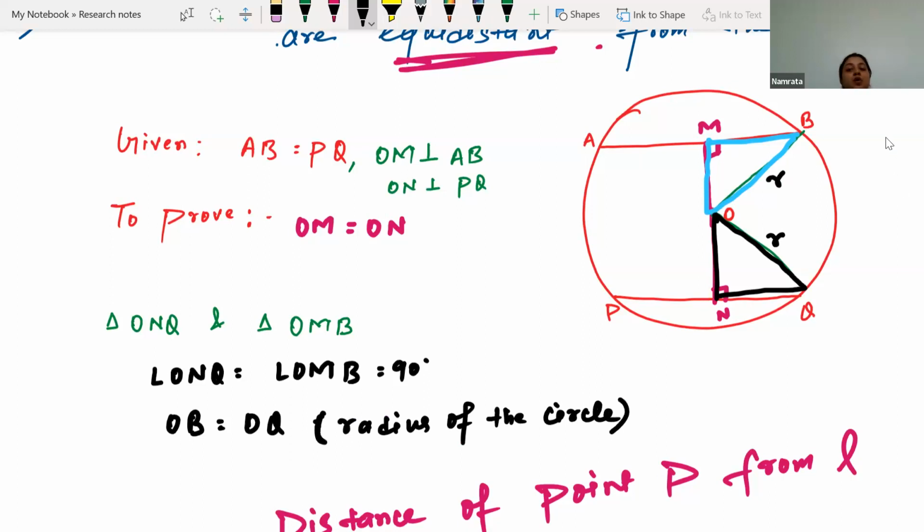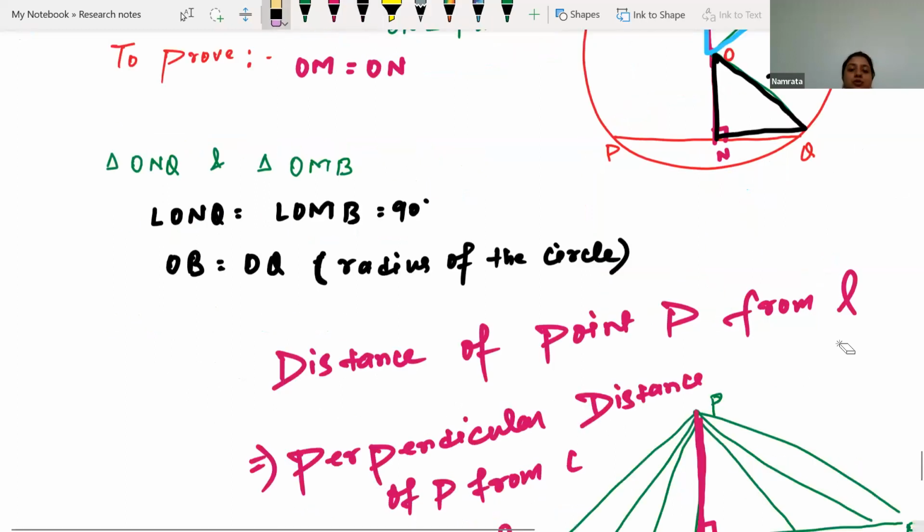Now we know that chord AB is equal to chord PQ. Then half of the chord AB will be equal to half of the chord PQ. Why are we doing half, half? Let me show you.